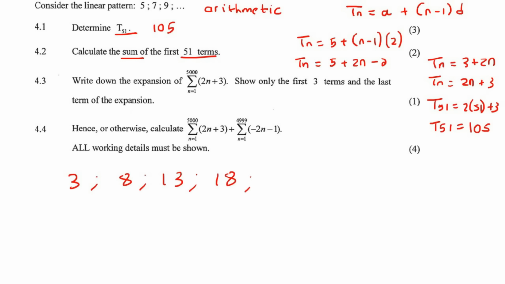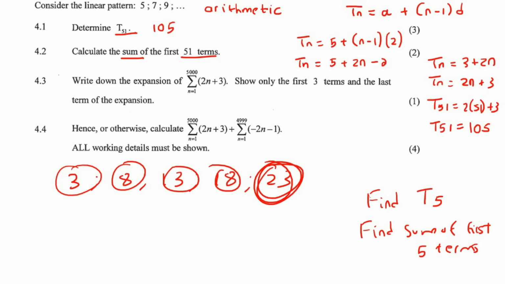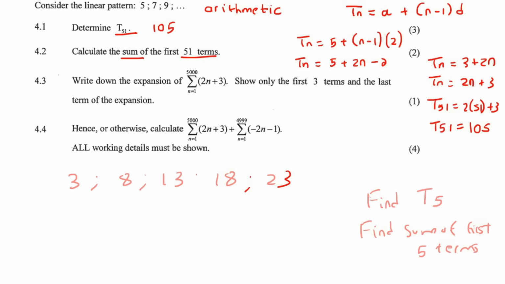So if we have a sequence like this, this is just an example sequence. If I say find T5, T5 is this one. But what if I say find the sum of the first 5 terms? Then I'm asking you to add all 5 terms together. That's what it means. So there is a difference between these two questions.